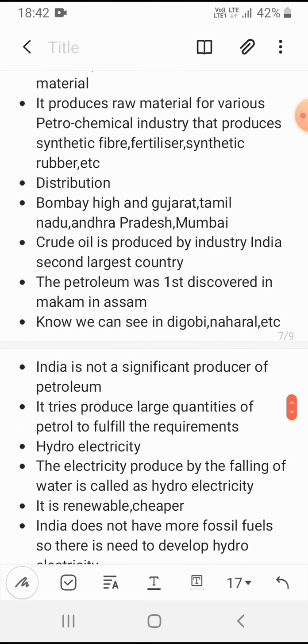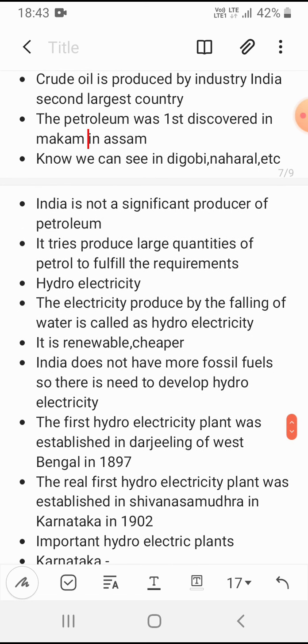India does not produce that much petrol, but it tries to produce a large quantity of petrol to fulfill the requirements of the people, and the industrial requirements also.